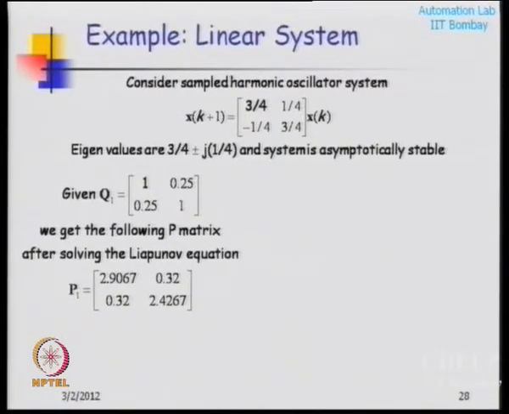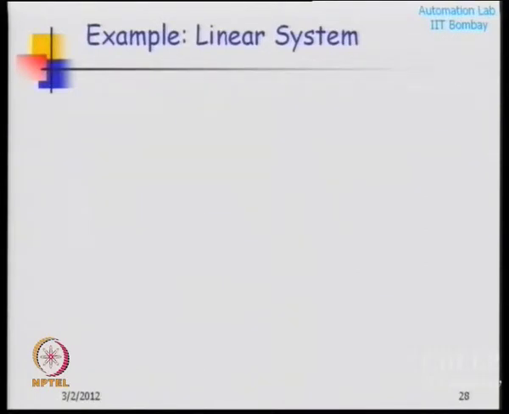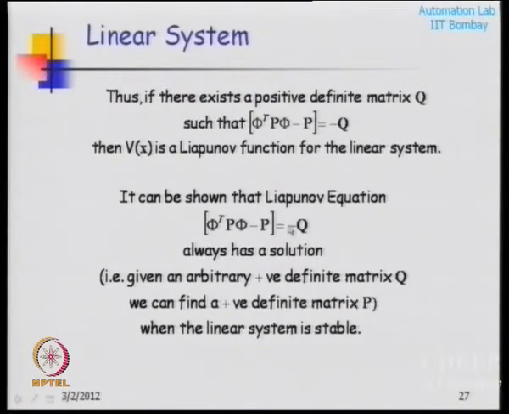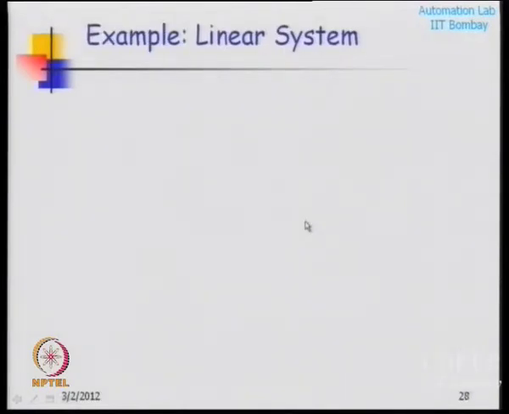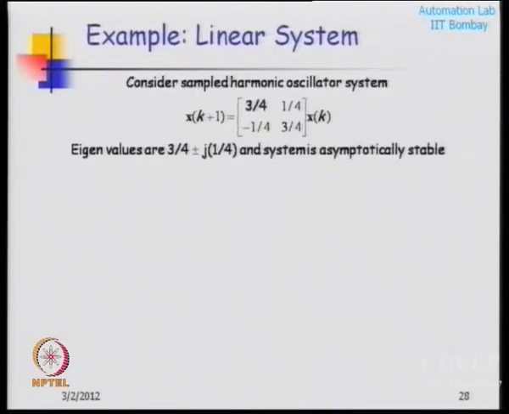So if I specify Q, I can solve this equation. What is this equation? Phi is the system matrix, and Q I specify. I want to find a Lyapunov function for this particular system. So what I'll do is choose a matrix Q which is positive definite, so that minus Q is negative definite, and then I can back calculate P. And this Lyapunov equation appears in many other contexts.